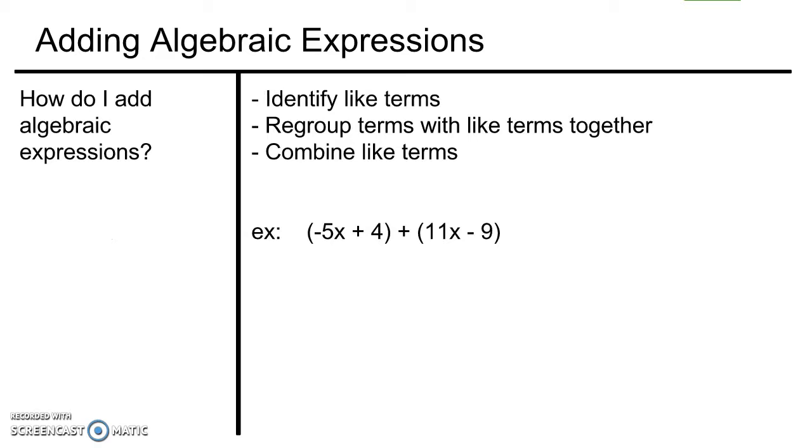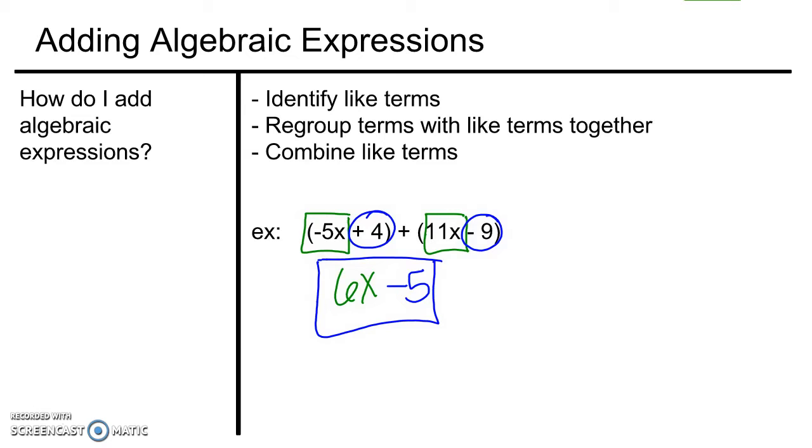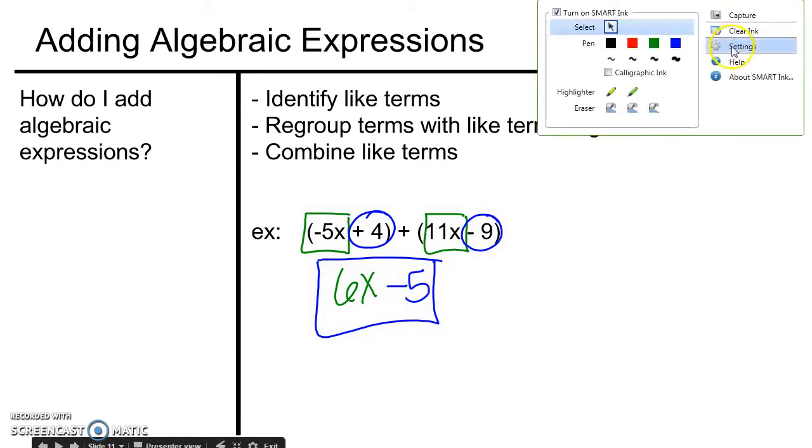So to add algebraic expressions, we are going to combine like terms. We find negative 5x and 11x. That would be 6x. We find 4 minus 9. Remember, I told you to circle the sign in front of the term. So that would be minus 5. So simplified here, this is not an equation, so we're not solving for x. We are just simplifying the expression by combining like terms. 6x minus 5.